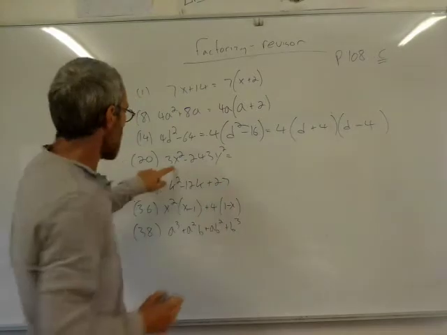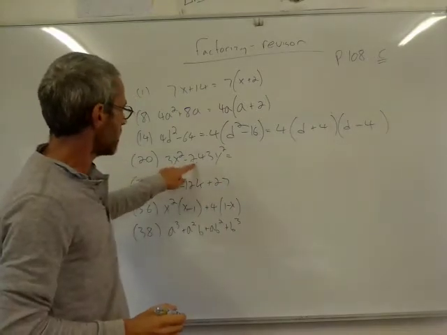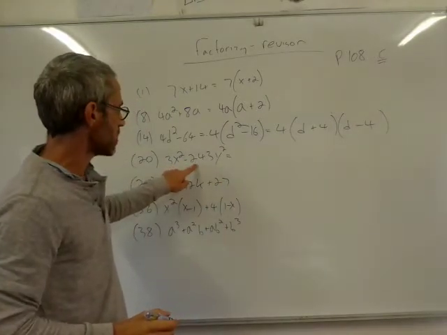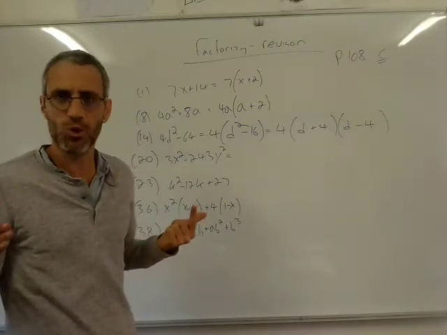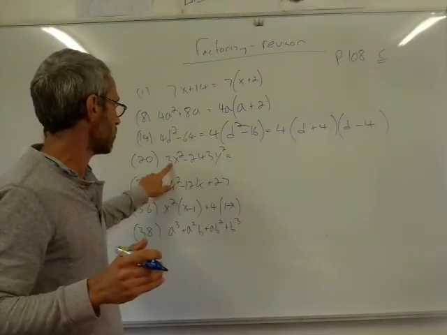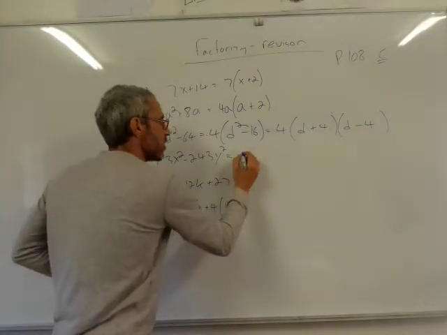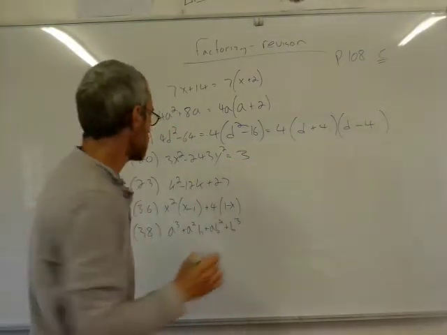Same thing here. I've got 3x squared minus 243y squared. To think about it in terms of a difference of a square will be really difficult, in fact impossible, because of that 3. So first of all, I need to take 3 out.